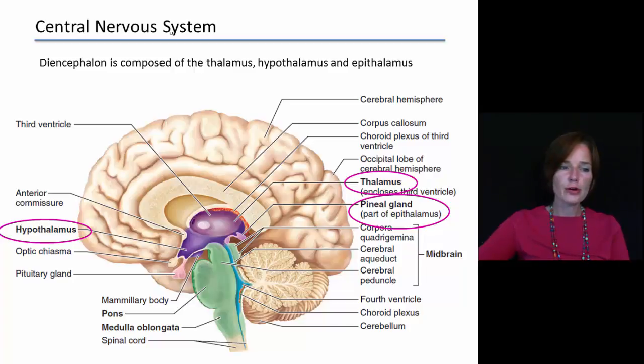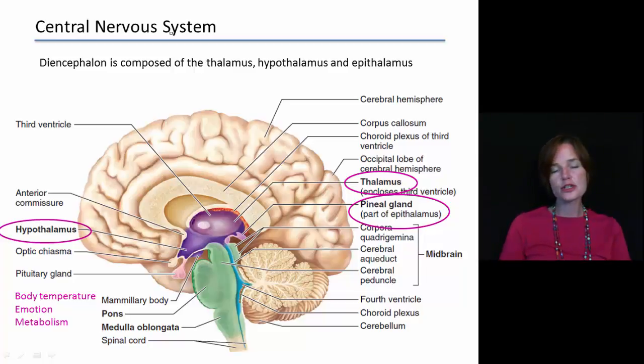This view of the brain shows us the diencephalon. This is composed of the thalamus, the hypothalamus, and then also the epithalamus. And those are highlighted for you here. So these are different regions of the brain involved in controlling body temperature, also emotion, and also metabolism of our body.